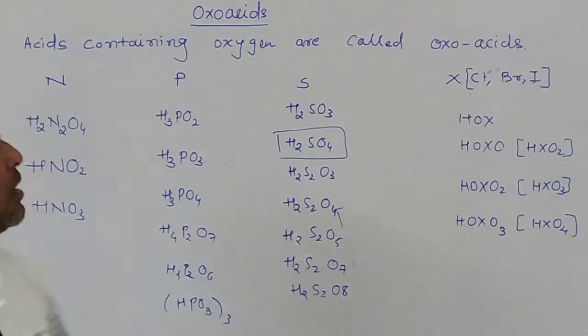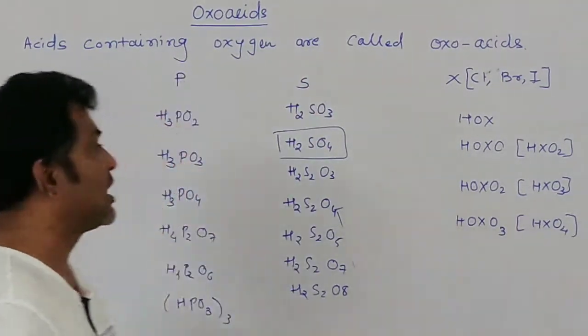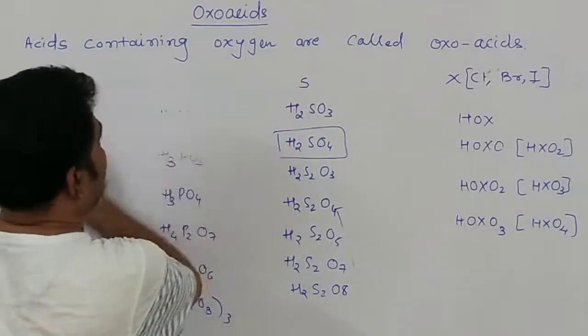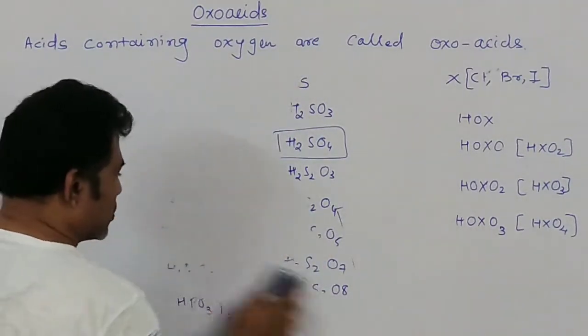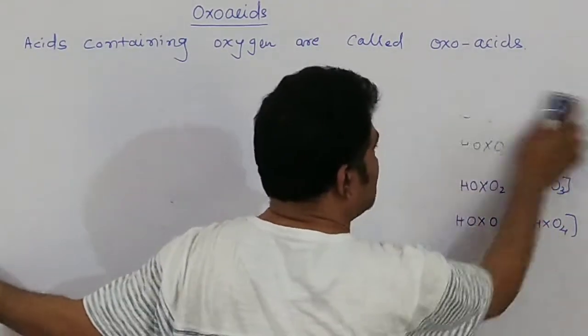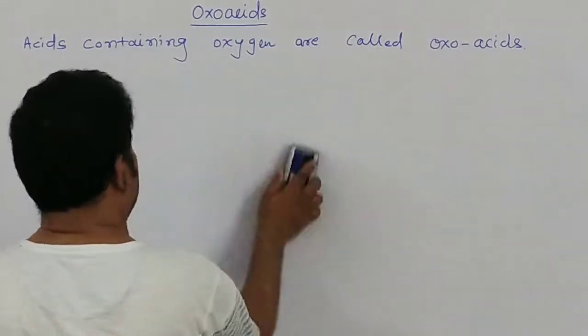Oxo acids are nothing but acids containing oxygen, and the elements of the P block form oxo acids in this pattern. Okay, now we are going to study the structure of the oxo acids and then we will do their nomenclature.